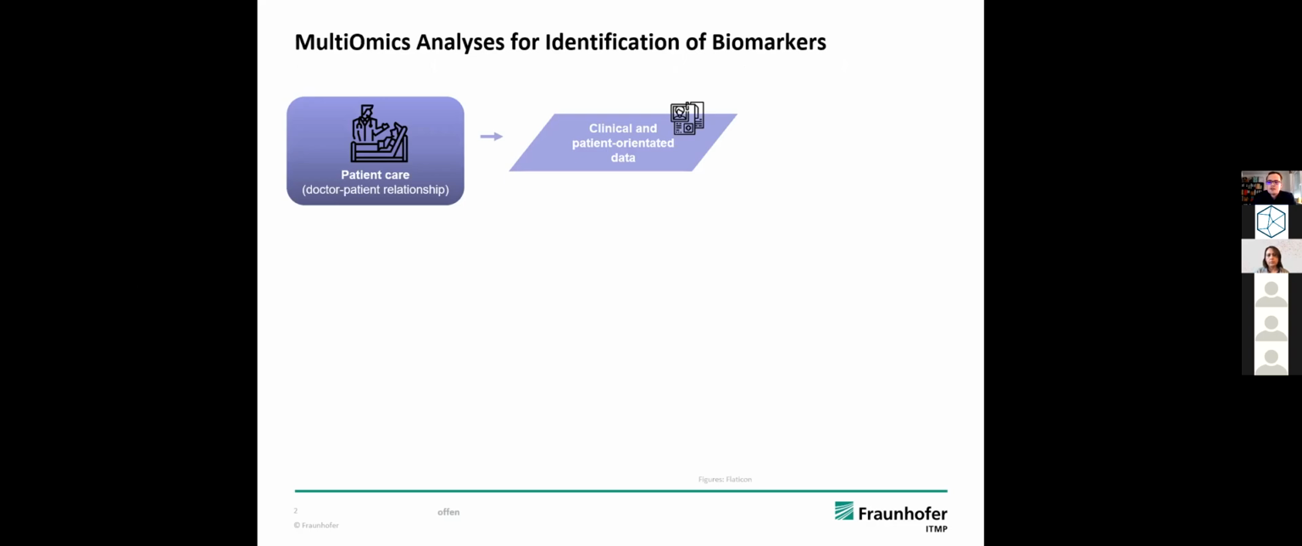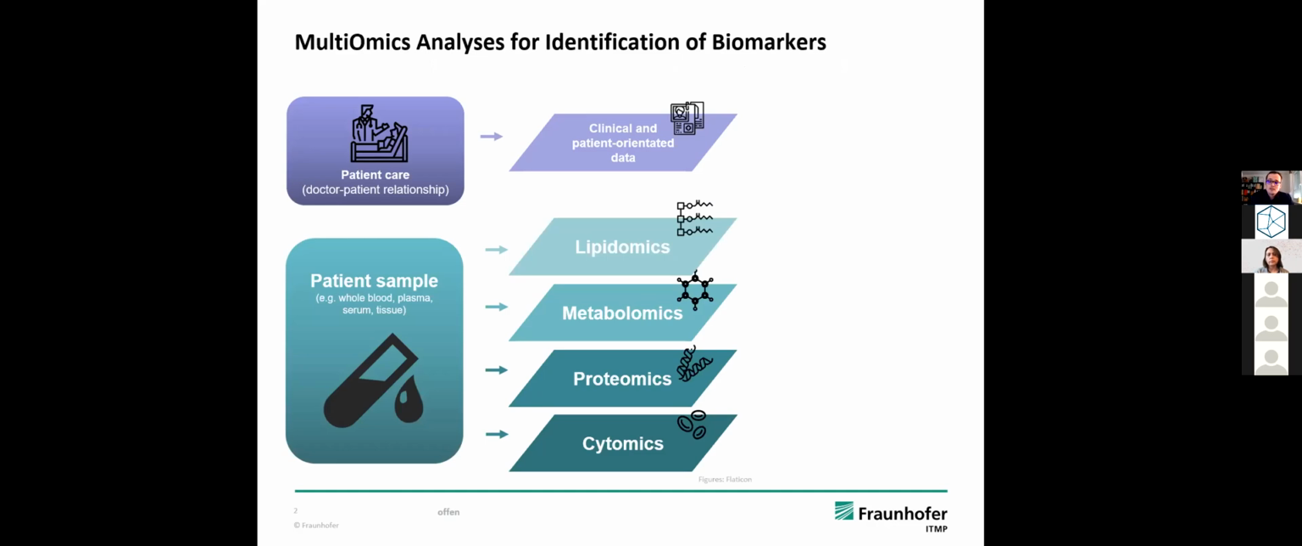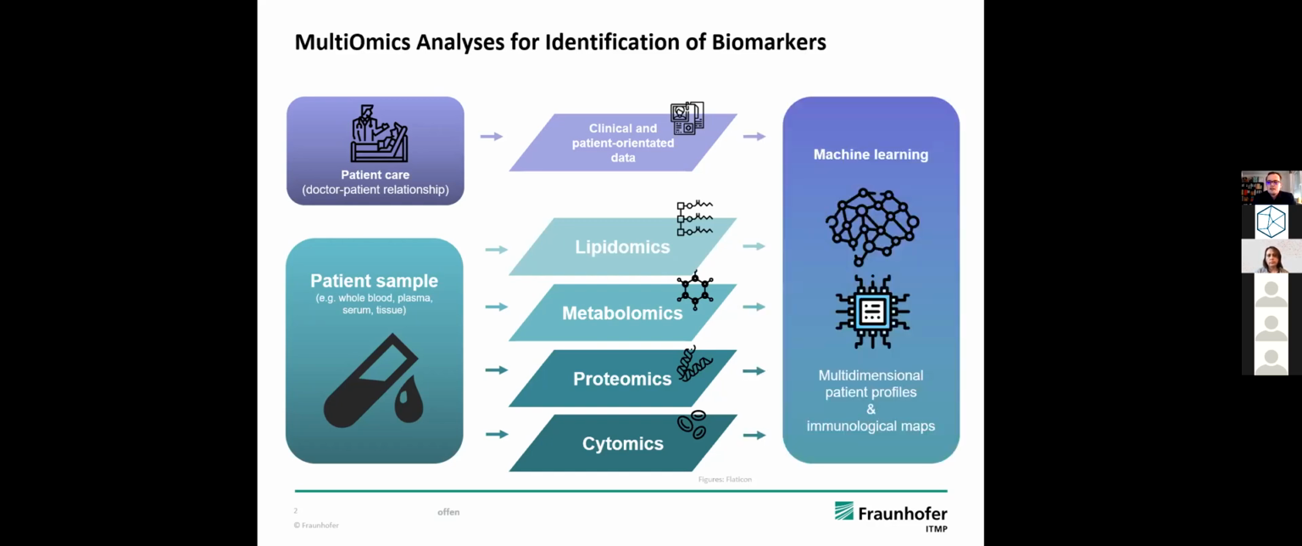To sum it up, we have a very close cooperation with the clinicians from rheumatology, dermatology, and gastroenterology. These clinicians provide us with patient samples, but also with all the background information about the patient we need for our multi-omics analysis. Besides lipidomics, further omics technologies like metabolomics for polar metabolites, proteomics, and cytomics will be applied for every patient sample, generating a huge data set, making biomarker identification possible. Finally, data will be evaluated using machine learning approaches, resulting in the creation of multidimensional patient profiles and immunological maps.